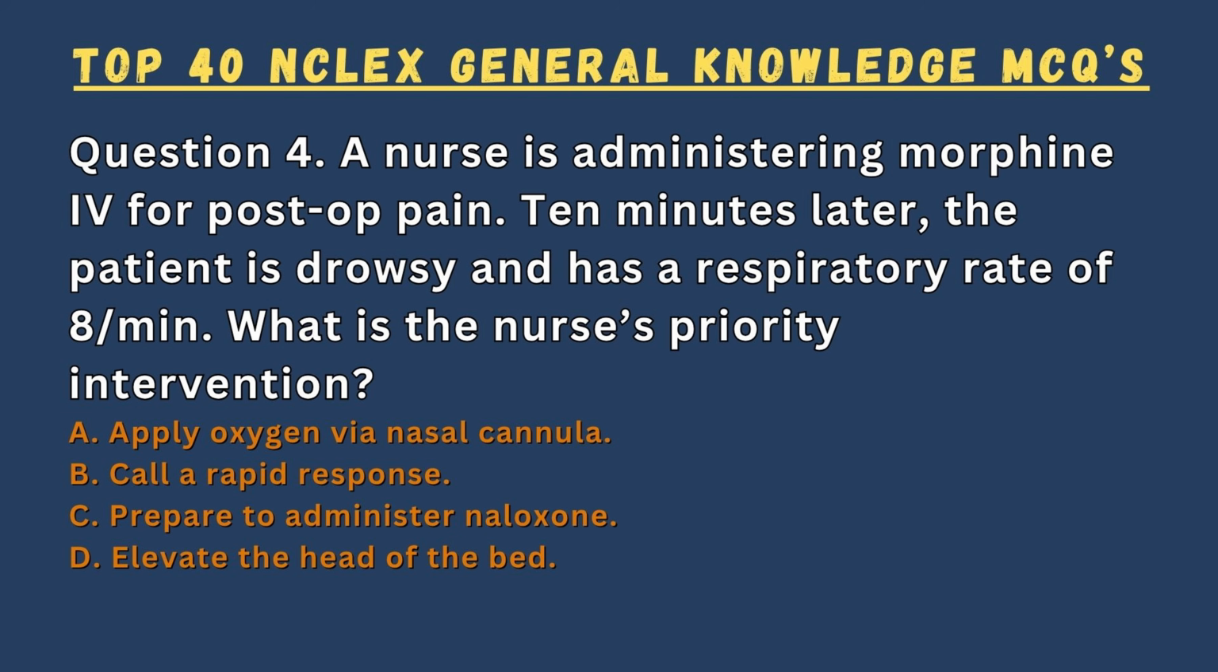Question 4. A nurse is administering morphine IV for post-op pain. 10 minutes later, the patient is drowsy and has a respiratory rate of 8 per minute. What is the nurse's priority intervention? A. Apply oxygen via nasal cannula. B. Call a rapid response. C. Prepare to administer naloxone. D. Elevate the head of the bed.